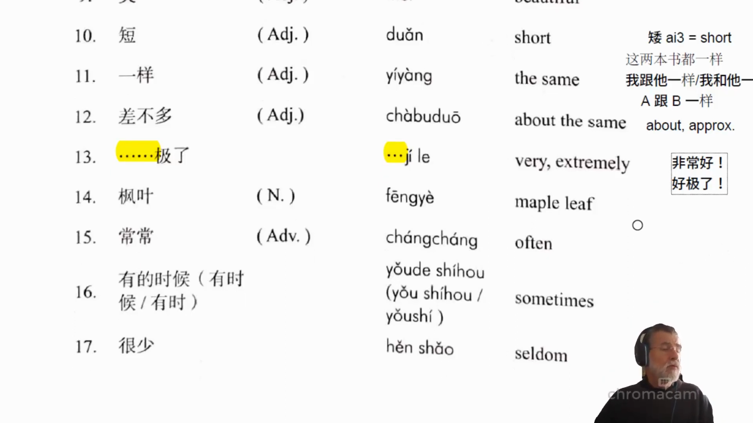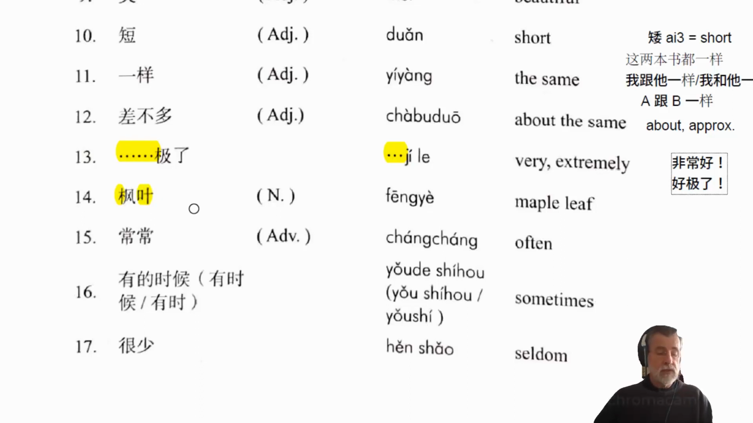Moving on to number 14, probably the most useless word we'll learn in the whole semester, 枫叶. Notice the first character has the character for wind in it, 枫, but on the left there, it's got the wood character. So this is a kind of tree. I guess what's more useful for us than the feng part of it is the ye.